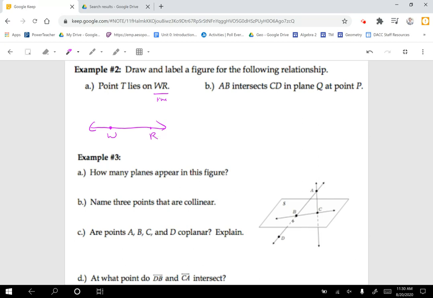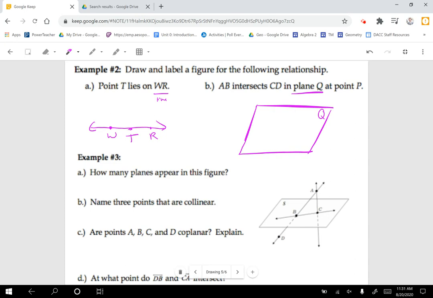WR. And we know that point T is also on there, so we can put point T on there. To help you get started on B, plane Q. If you're not sure where to go, just start off by drawing that parallelogram and label it Q, and then draw whatever else it asks you after that.